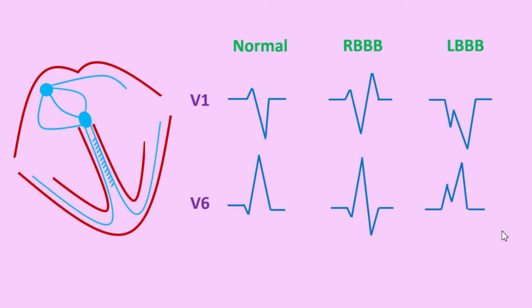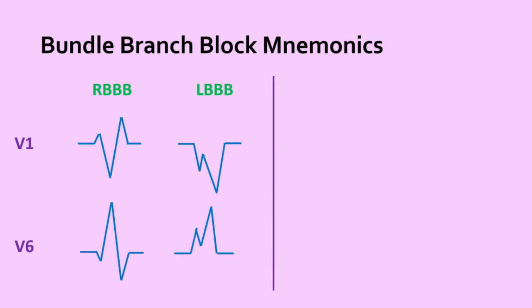Once again, it's really important to highlight that these patterns are significant for the bundle branch blocks only when you have a QRS duration that's greater than 120 milliseconds. And here I'm going to give you two memory hooks to try and remember how right bundle branch block and left bundle branch block look on an EKG.